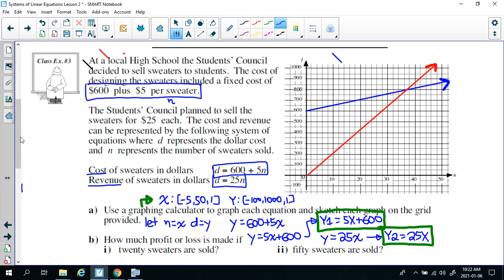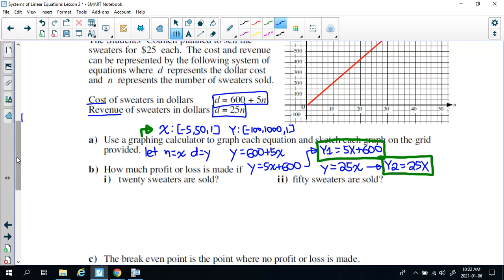Okay, now it says how much profit or loss is made if 20 sweaters are sold. So what we can do is use these two equations to figure out the profit that's actually been made here. The first equation is the cost equation. The second equation is the revenue equation. The profit would just be the revenue subtract the cost. Okay, so let's calculate this.